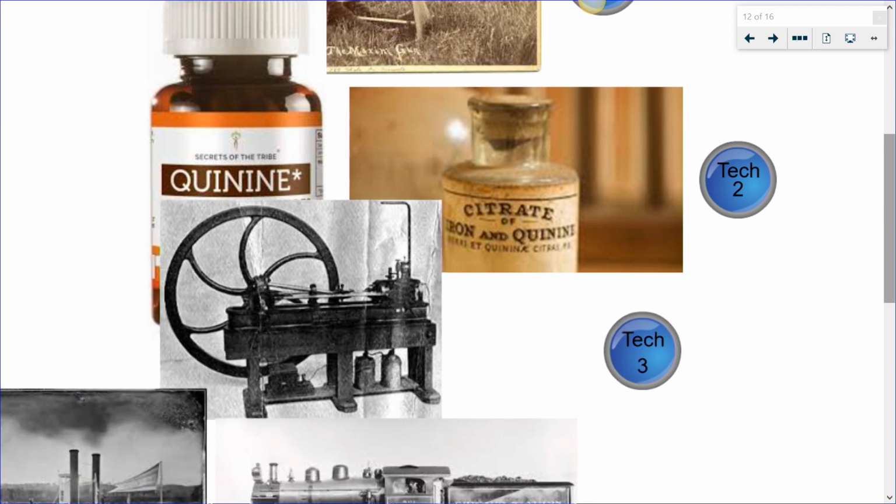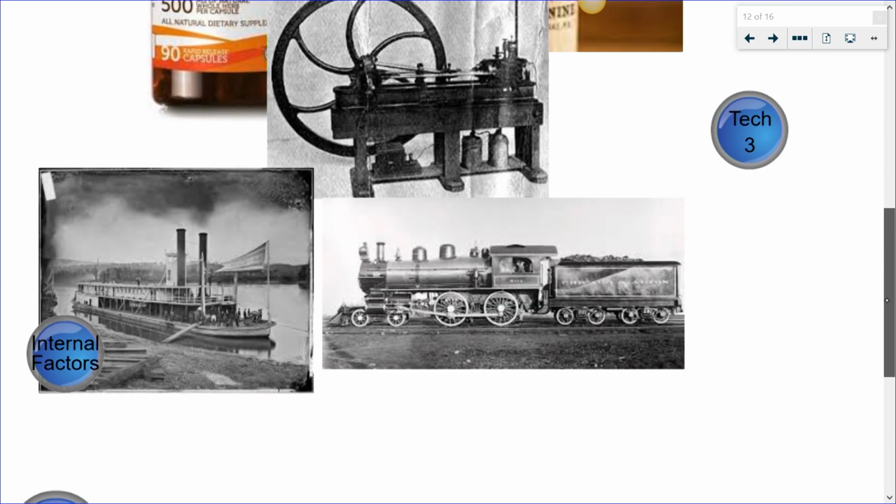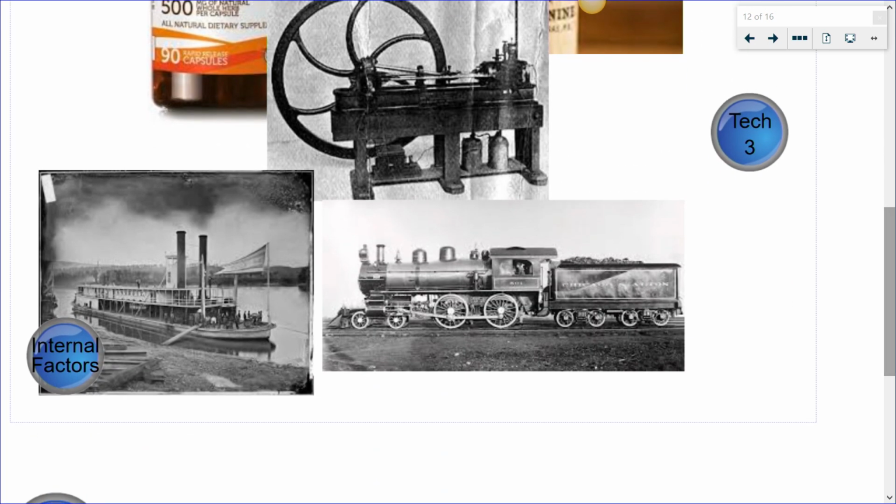And then finally, the third piece of technology is this little thing right here called the steam engine. When I take this steam engine and I put it on a boat, you get a steamboat. If I put it on this, you call it a train. And that allowed the Europeans to push further into the interior of Africa.